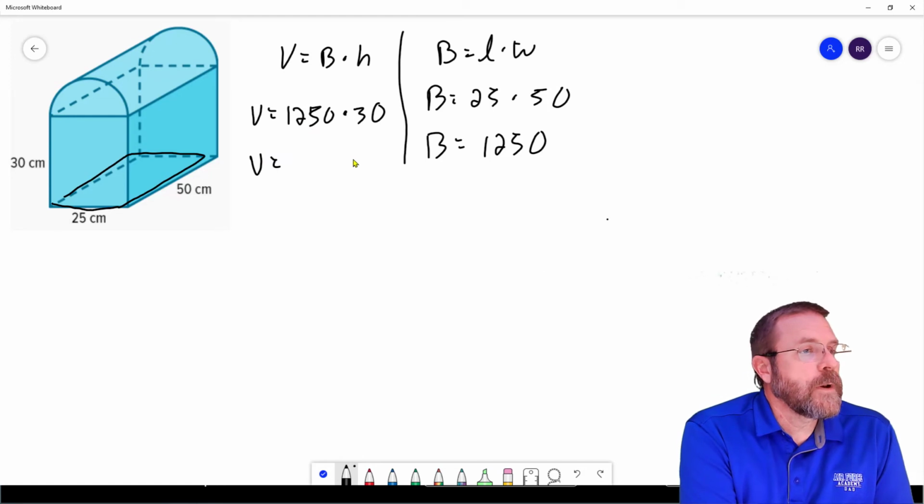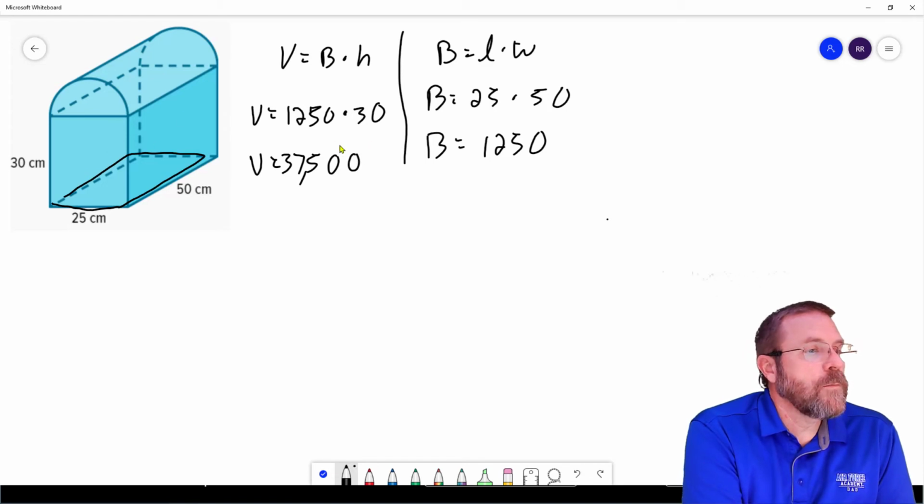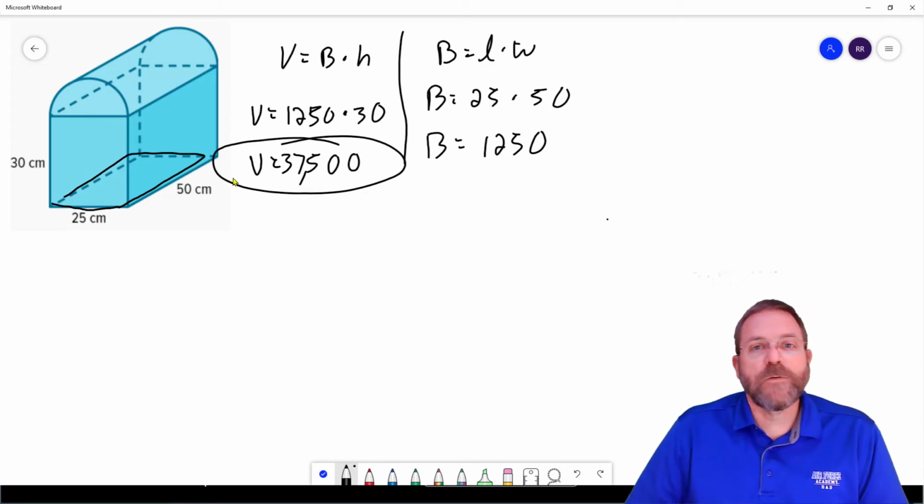Volume is equal to 1250 times the height of 30. Multiply that out. I'm going to have a 0 on the end. 3 times 0 is 0. 3 times 5 is 15. Carry the 1. That's going to be 6, 7, and a 3. So the volume of this whole rectangular base is going to be 37,500.